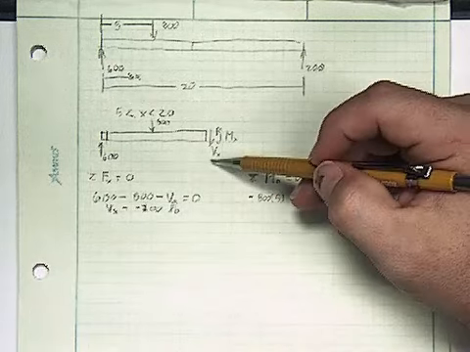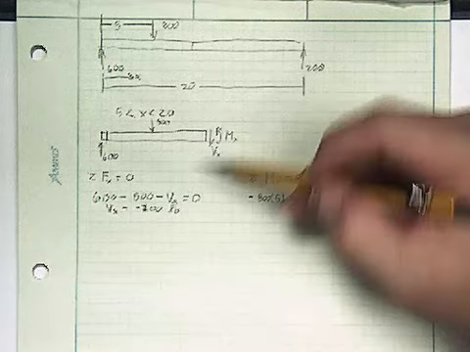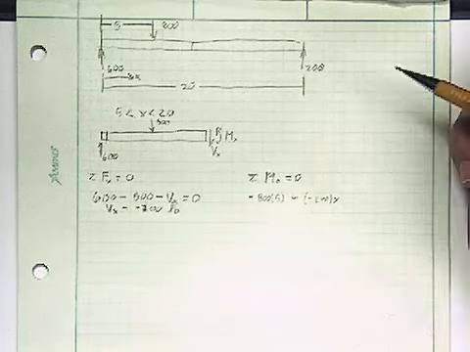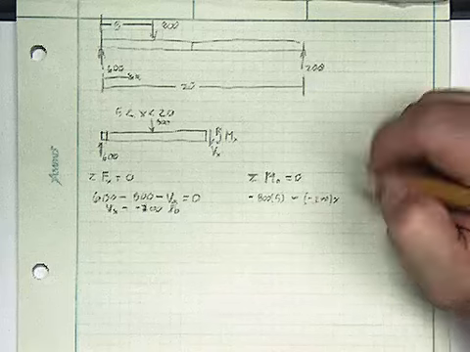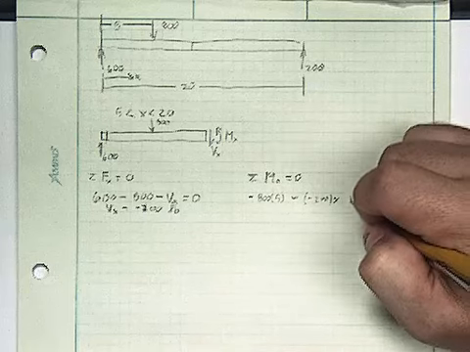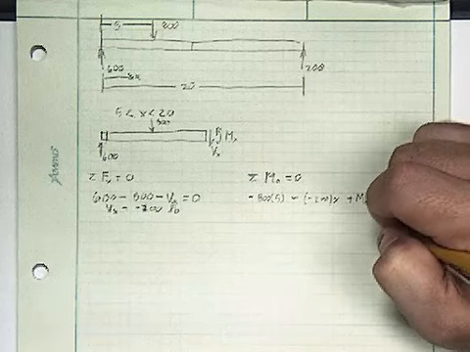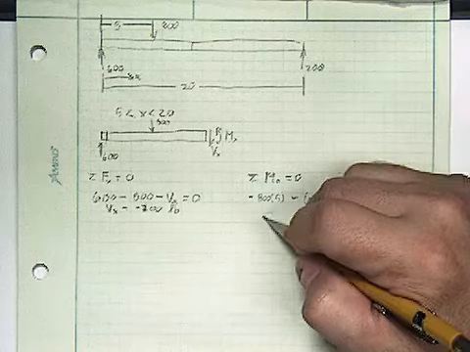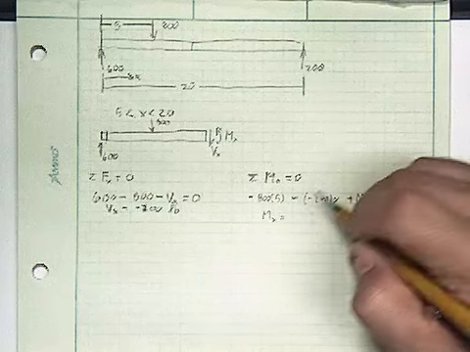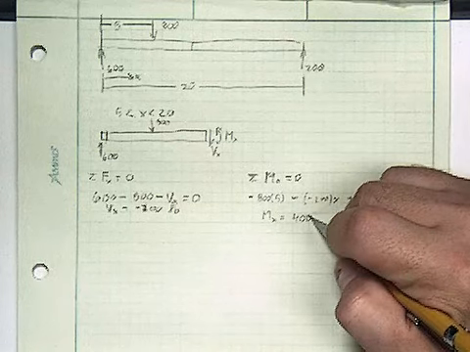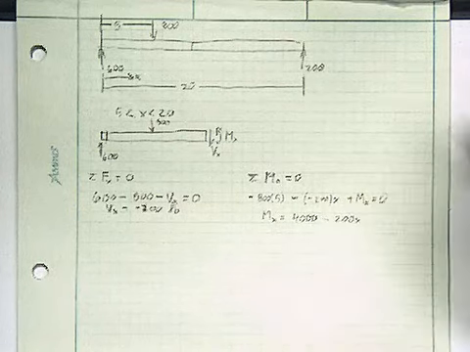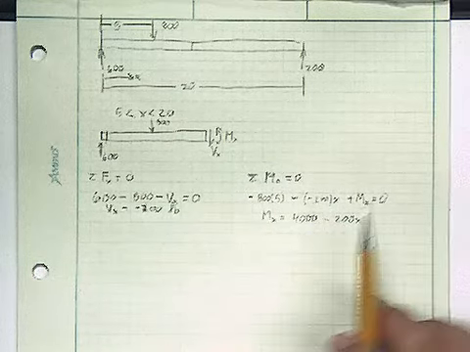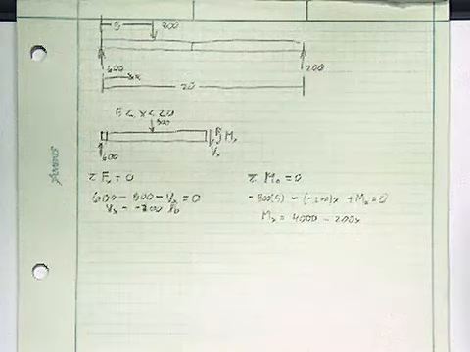It is in the negative direction of the y-axis, so it's labeled. So when I sum my forces, it's negative, and I need to add the moment and set all that equal to 0. Okay, so this is going to say that M(x) is equal to 4,000 minus 200x. So this is what's happening now anywhere from 5 to 20 inches.